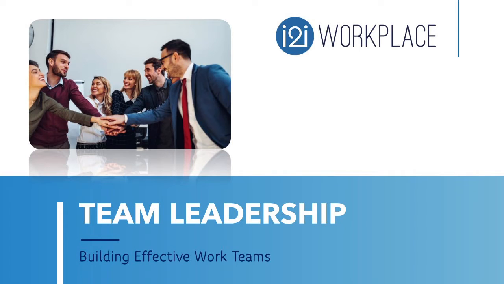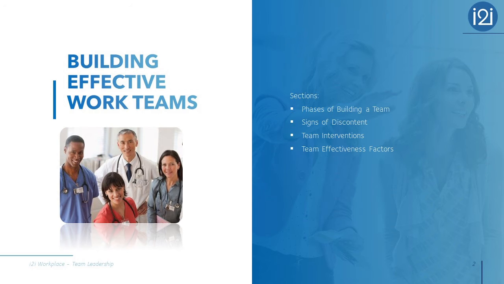This module is called Building Effective Work Teams. This module has 4 sections. First, we'll talk about phases of building a team, then signs of discontent. We'll follow up with team interventions on how you can improve the situation, and thoroughly discuss team effectiveness factors so you can focus on ways to improve your team's productivity, commitment, profitability, and general motivation.